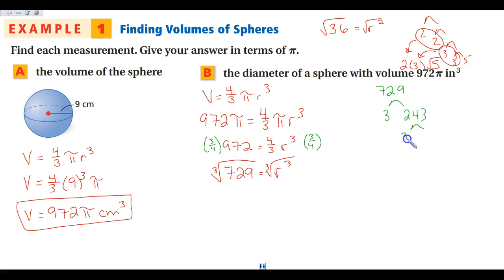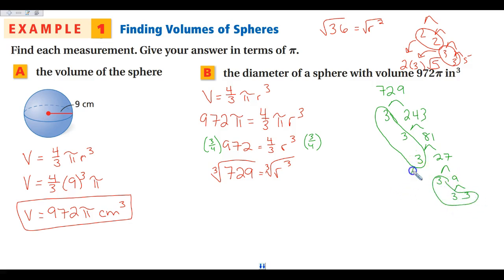Okay, 243 is 3 times 81. 81 is 3 times 27. 27 is 3 times 9. And 9 is 3 times 3. Okay, so when I'm looking for cube roots, in order to pull a cube root out, I'm looking for triples.